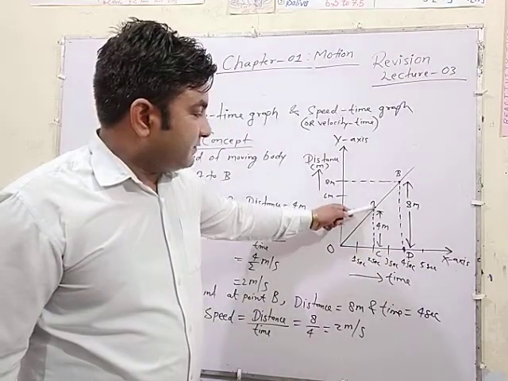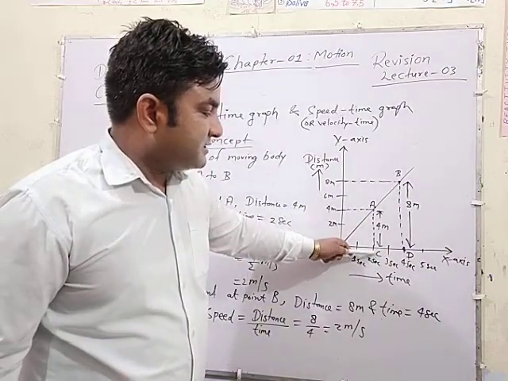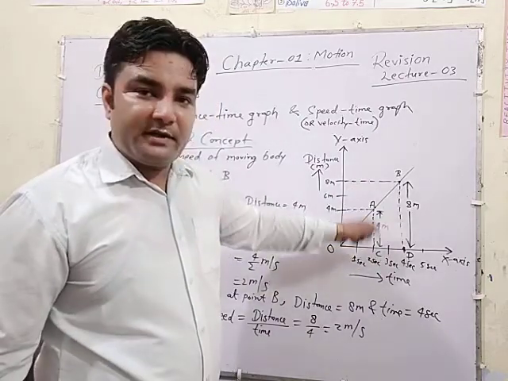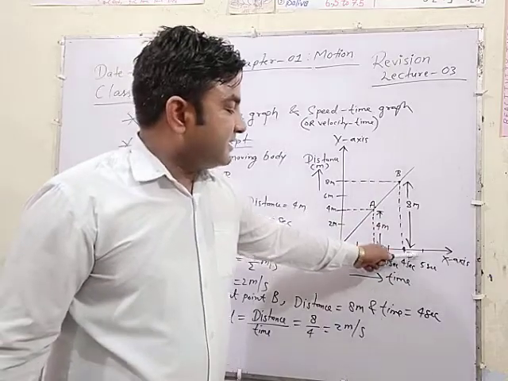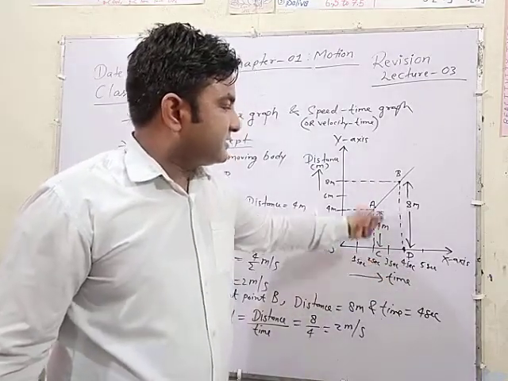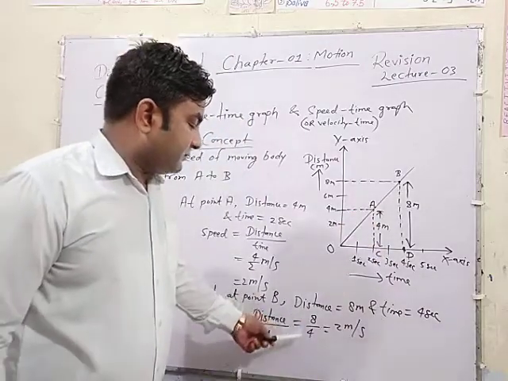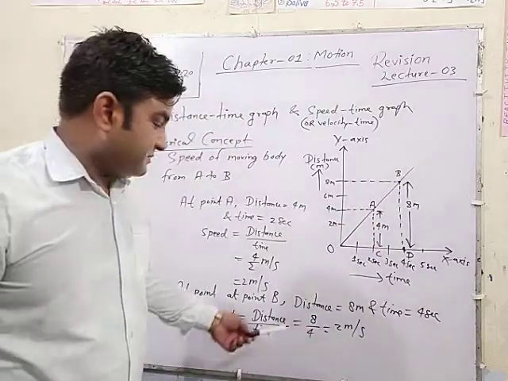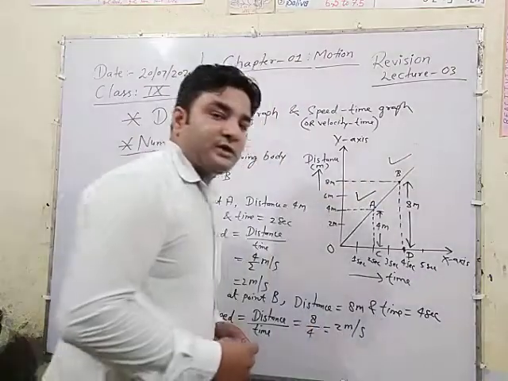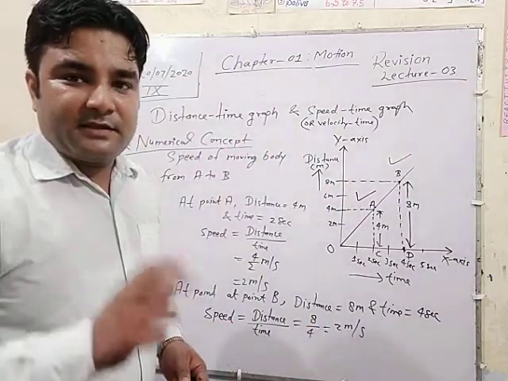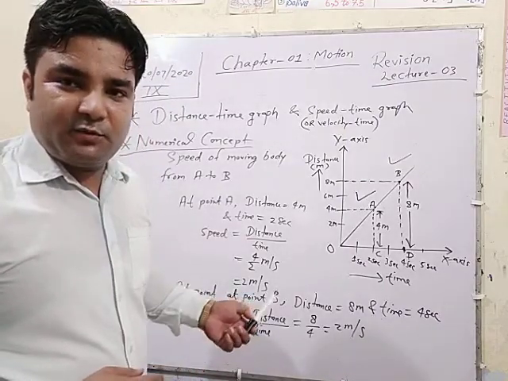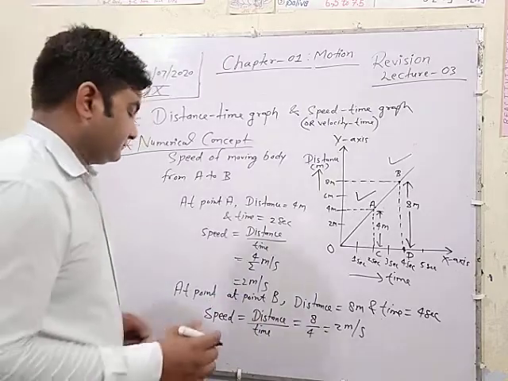At point A, when we draw a perpendicular, it meets at C, that is 2 second. And from point B, when we draw a perpendicular on the time axis, it meets at D, which means 4 second. So timing 4 second, distance what? 8 meter. So 8 upon 4 means what? 2 meter per second. It means speed at point A and speed at point B are both the same, that is 2 meter per second. It is clear that the motion is uniform.